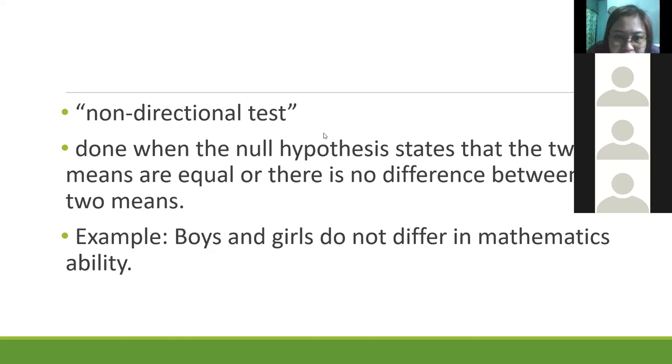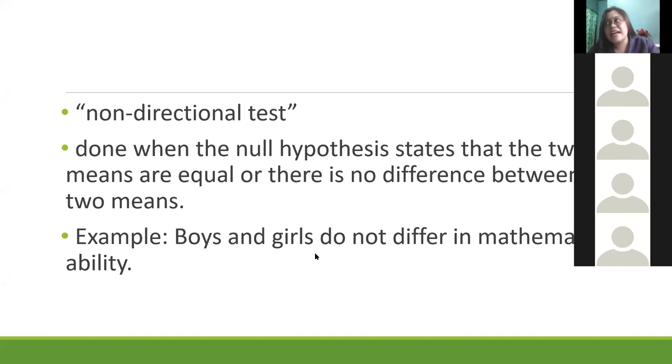For example, this one is not a null hypothesis... actually, this one is a null hypothesis and at the same time a non-directional hypothesis. Why is it called null? Because it is formulated in the negative form. Not. The keyword there is "not." When you see "not" or "no," it is a null hypothesis. At the same time, it is also a non-directional hypothesis.